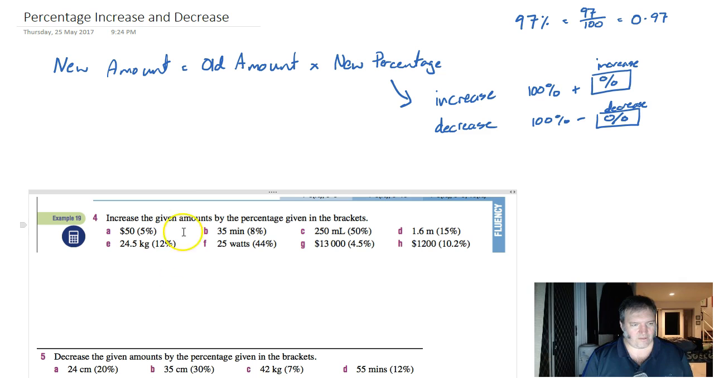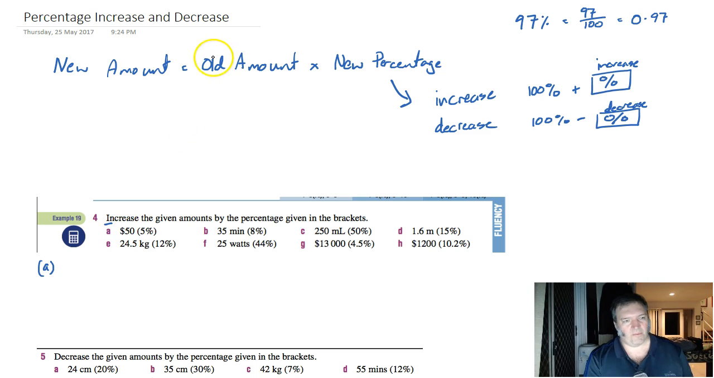Oh, it doesn't want to scroll down for me, that's okay, I'll get it to scroll in a minute. So, starting here with question 4, we're increasing the amount. Let's just do a few of these. So A here, I want to increase $50 by 5%. So $50 was my original amount, or what I'm going to call my old amount, because it's going to change into a new amount. So my new amount is going to be $50 multiplied by, and here we've got to just work out what the new percentage is. Well, 100% plus 5%, we're increasing, so we add it on. That's 105%.